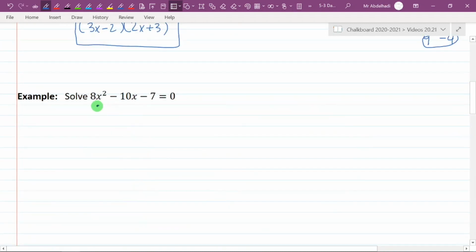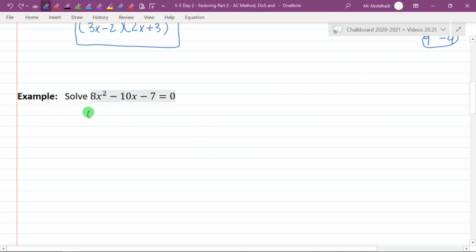We have 8x squared minus 10x minus 7. Now this one has an equal sign, so we're not just going to factor, we're going to use the zero product rule and solve as well. So if you don't have an equal sign, then you're not solving, you're just factoring. But if you have an equal sign, you're doing both. You're going to factor this side, and then when you're done, you're going to have to use the zero product rule and get some actual solutions going. And you'll have two solutions here.